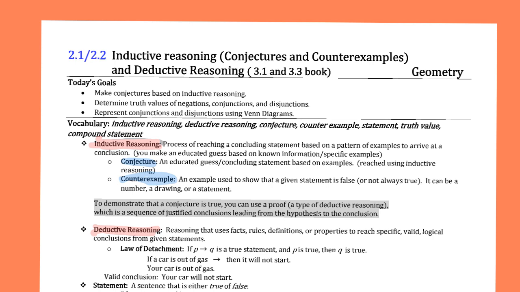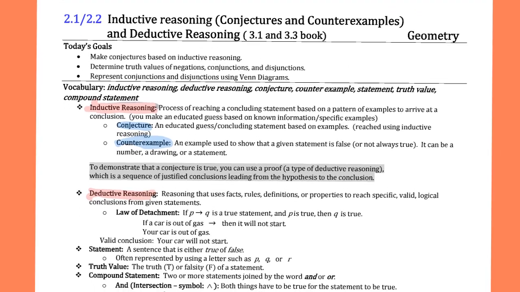Now, you can't really prove an inductive reasoning by giving a huge list, because there's so much more that you haven't seen yet. But one way to show that something is true is to use deductive reasoning. Okay, you can make a proof, or you can show, based upon facts, rules, definitions, or properties, that something is a logical conclusion. So inductive is looking at examples to come up with a conclusion. But in deductive reasoning, you have something a little bit more formal. So let's look at this.